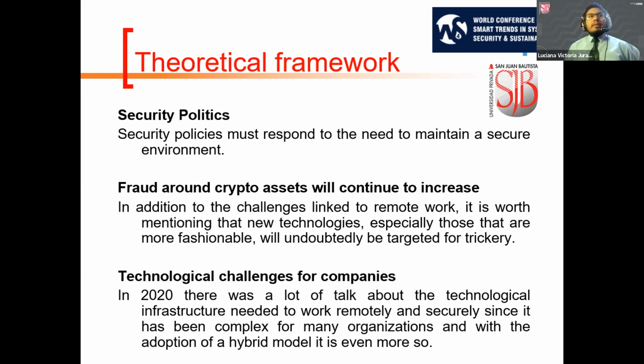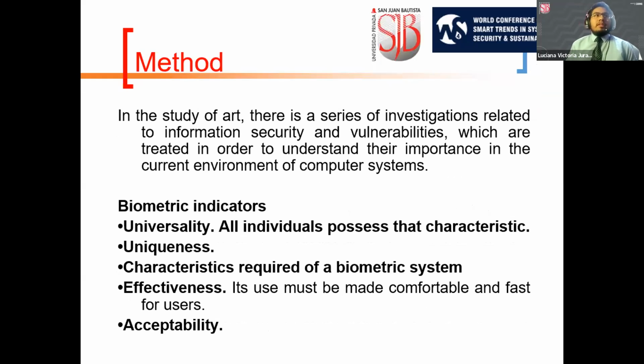Method. In the state of the art, there is a series of investigations related to information security and vulnerabilities, which try to understand their importance in the current environment of computer systems. Geometry indicators: universally, all individuals possess the characteristic of uniqueness required of a biometric system. Effectiveness: use must be made comfortable, fast and acceptable for users.